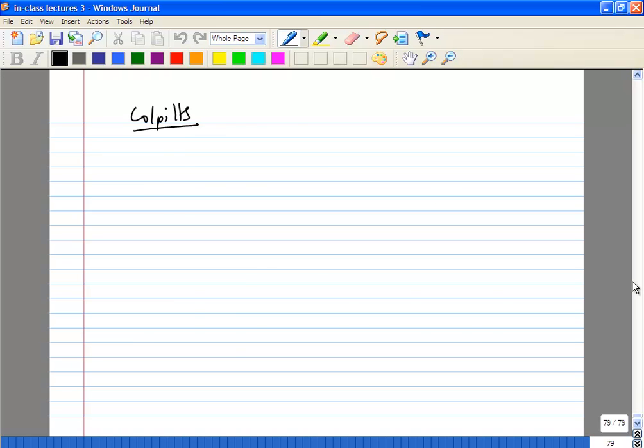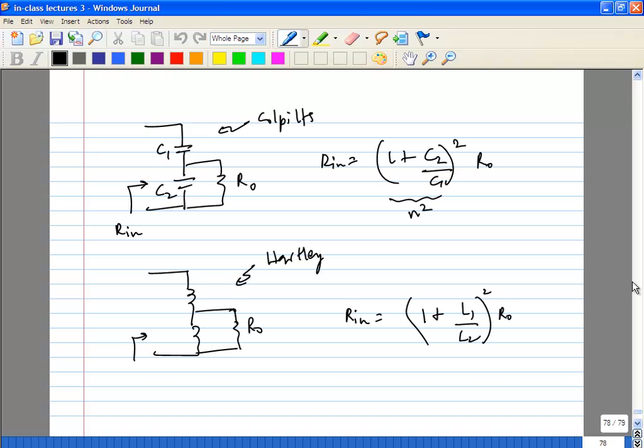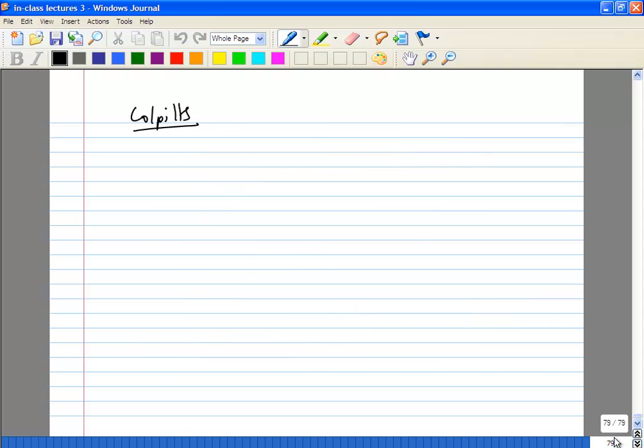Okay, so let's continue with the Colpitts. We are looking at the tapped capacitor and the tapped inductor structures, right? Remember, the tapped capacitor gives you the Colpitts and the tapped inductor gives you the Hartleys.